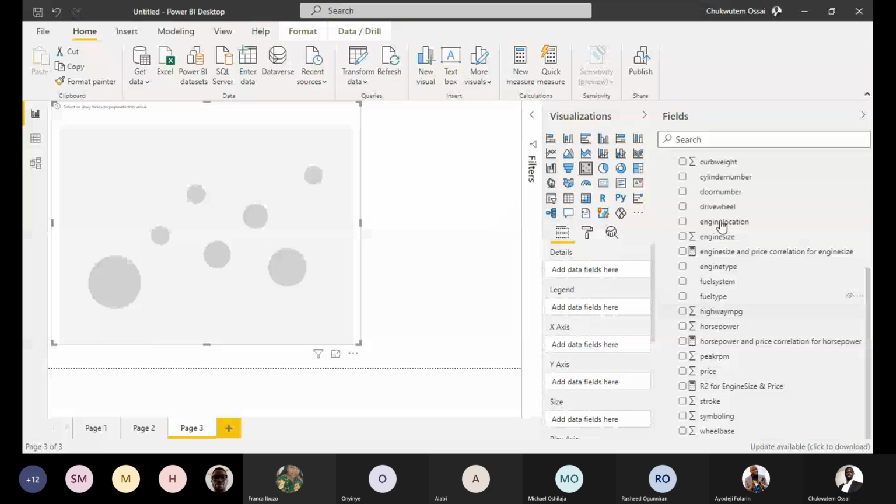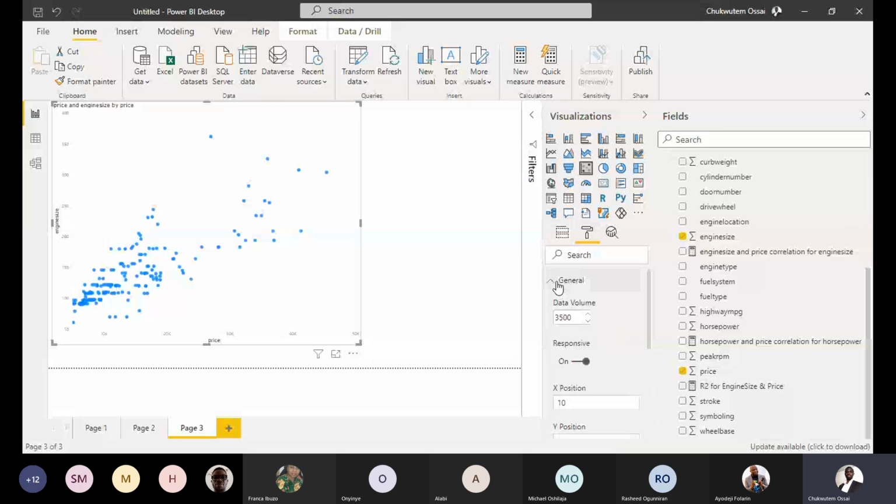So I'm bringing up the engine size. Okay, this is the engine size. I'm placing the engine size on the y-axis, and I'm bringing up the price on the x-axis. So the price is on the x. The trend line will tell us if the relationship is positive or not. Add the trend line, and then we have the trend line. Okay, so there is a positive relationship, but the figure might not be the same as what we had before.